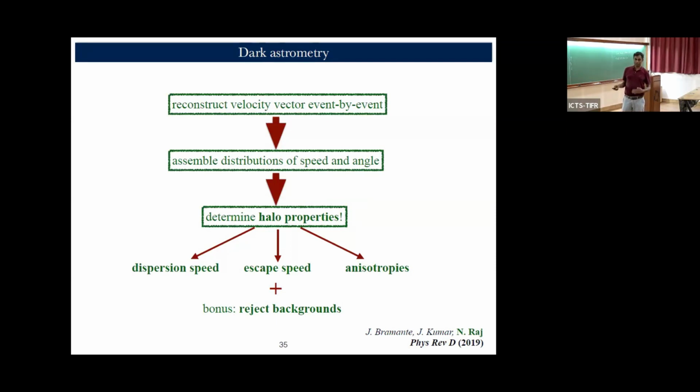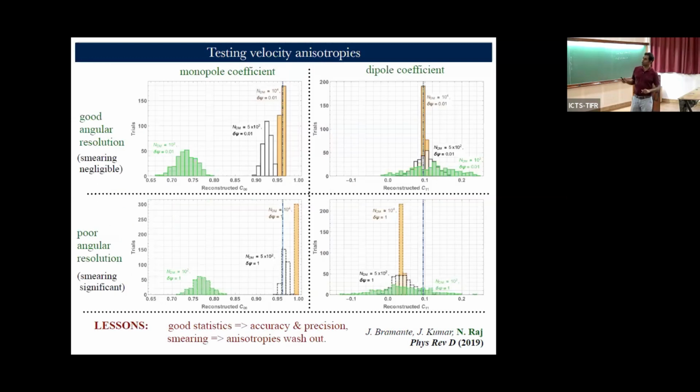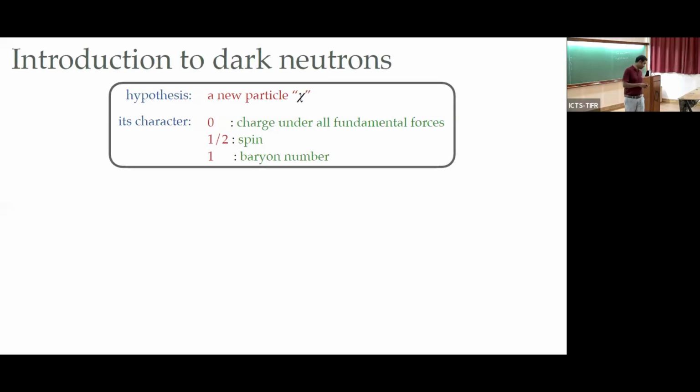And of course, if there are any velocity-dependent backgrounds, those also you can reject using this technique. I'm not going to really go into how that can be done. Just take my word for it. Statistics can be done.